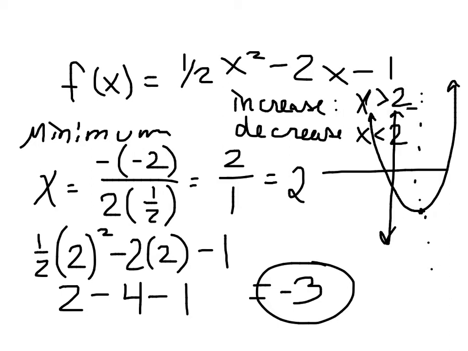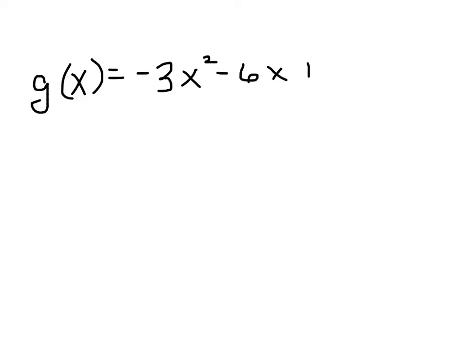Do you want me to do another one? Yeah, do a maximum. Okay. Let's see if I can find one. Let's go g of x equals negative 3x squared minus 6x plus 5.